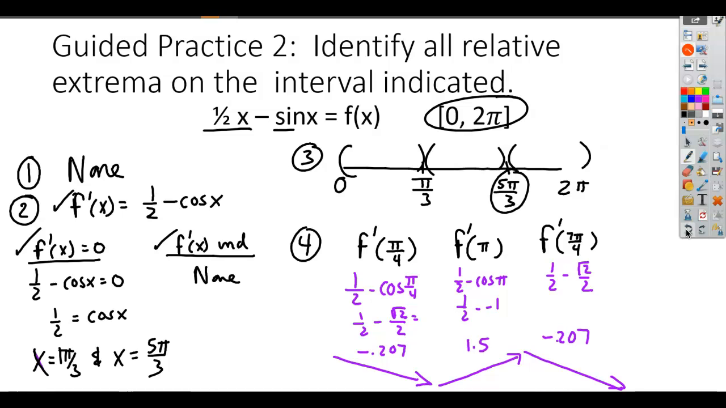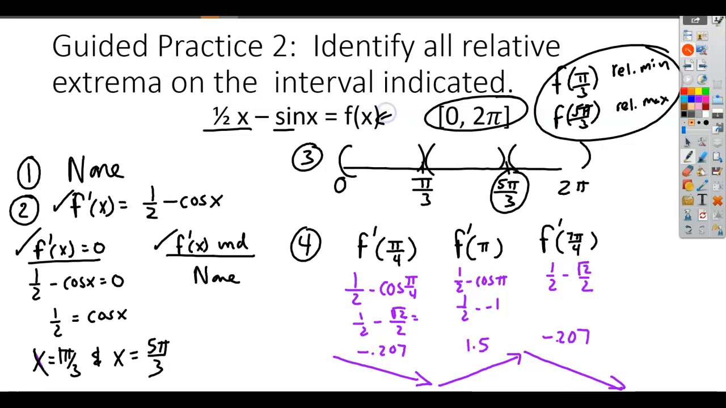So we have f of pi over 3 and f of 5 pi over 3 are relative mins and relative maxes, respectively, like that. And I'm not going to plug it into the original equation this time just because I've got to actually start my next class. But you guys can do that if you wanted to find the y values, and that would be step 6. All right, so we'll move on to the next one. As soon as I'm done with the next class, I'll continue the video.